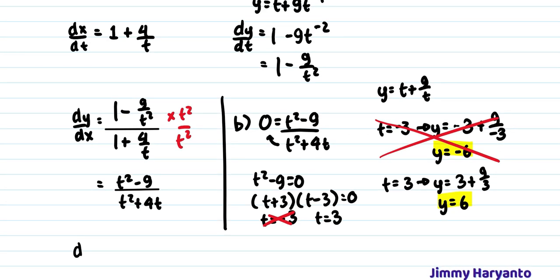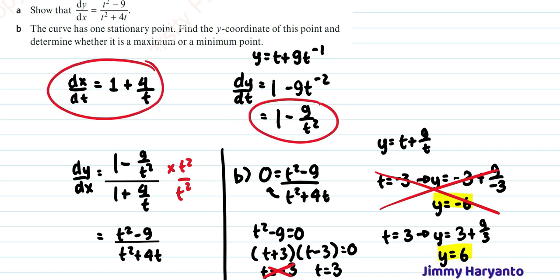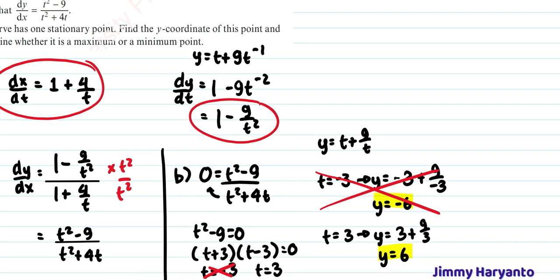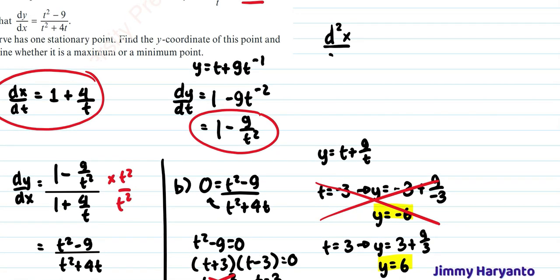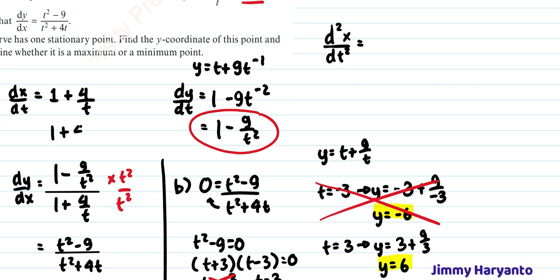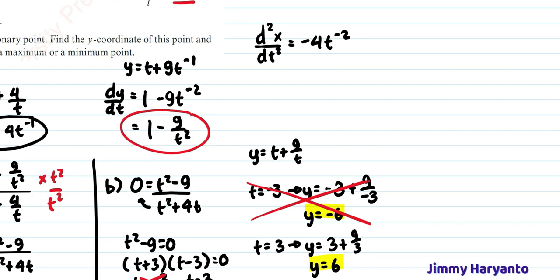So we have to find the second derivative of this one, this and this one. Okay, let's try to find the second derivative. d squared x over dt squared equals, you have to change this into 1 plus 4t to the power of negative 1 first, and then you differentiate. 1 becomes 0, negative 1 goes to the front, and then t to the power of negative 2. This is the second derivative.